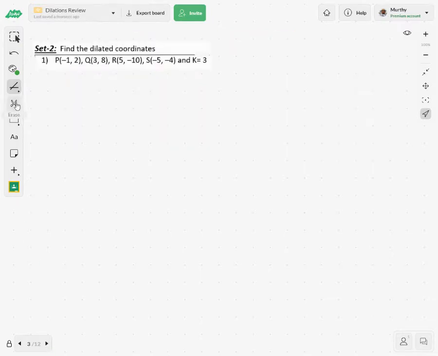Well, moving to the next question. This time, the diagram is not given. On a coordinate plane is not given, but the points are given. Find the dilated coordinates. And here, friends, please remember K stands for the scale factor.